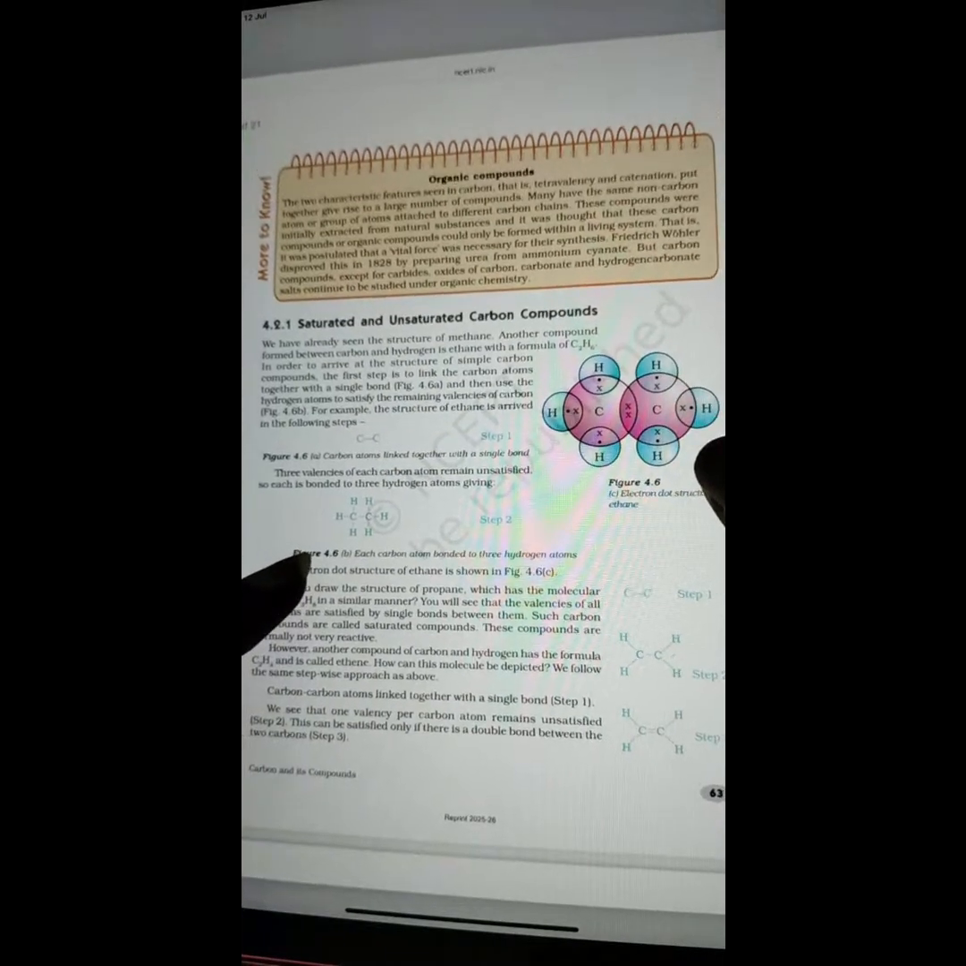So, I hope it is clear. So, I can read it like this. This way, it will be clear to you.